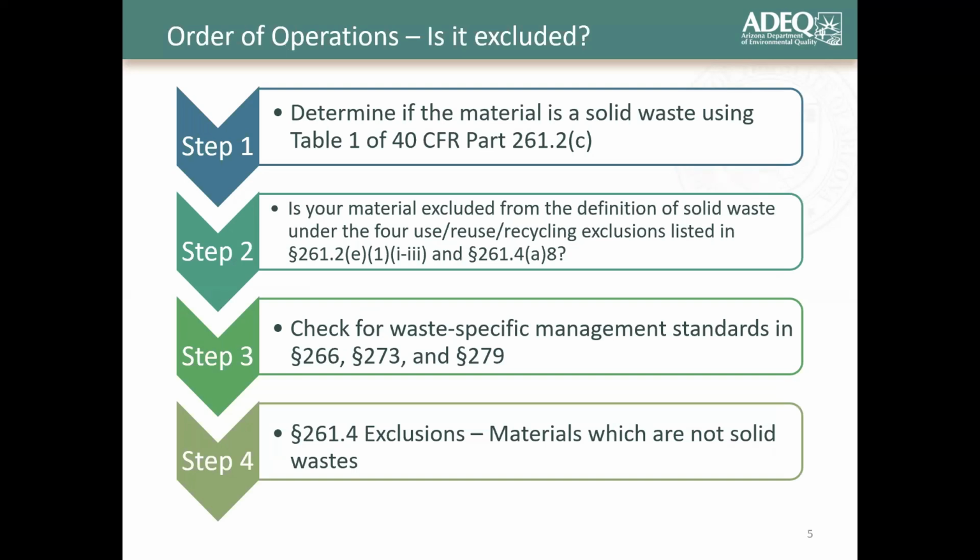Once you've determined what the material is and what you will be doing with it, you're going to want to start out by looking up the recycling table. It's called Table 1, and it's in Part 261.2C. We'll check out the recycling table together to see if your waste is excluded from the definition of solid waste. If it's excluded from the definition of solid waste, then it's also excluded from the hazardous waste regulations, because if it isn't a solid waste, it can't be a hazardous waste.